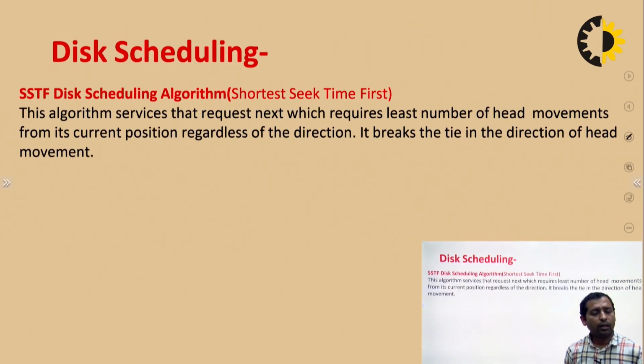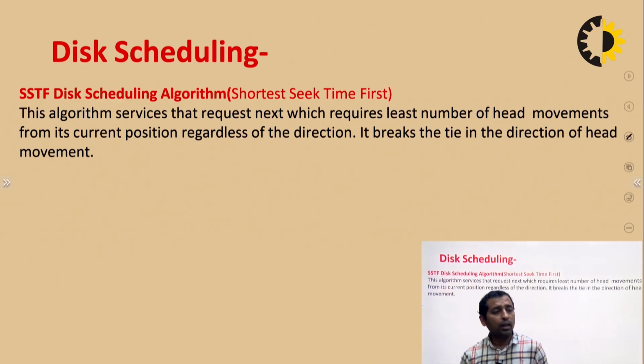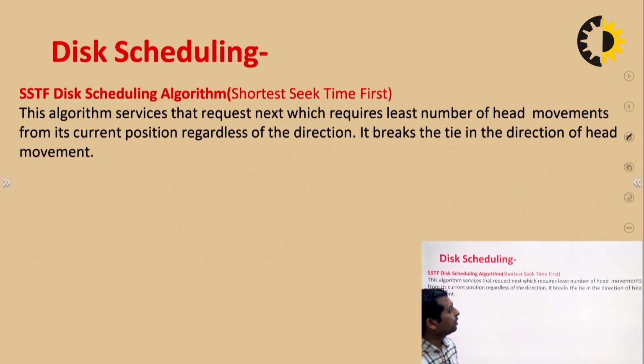Now, we will move to the second, the SSTF disk scheduling algorithm, shortest seek time first. In this algorithm, the next request serviced is the one which requires the least number of head movements from the current position, regardless of the direction. If there is a tie, it is broken in the direction of the head movement.